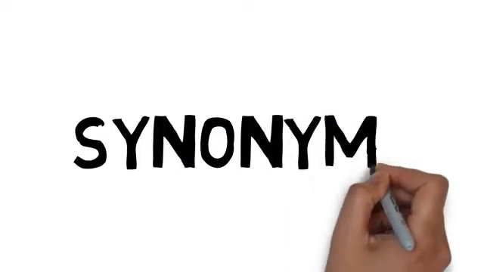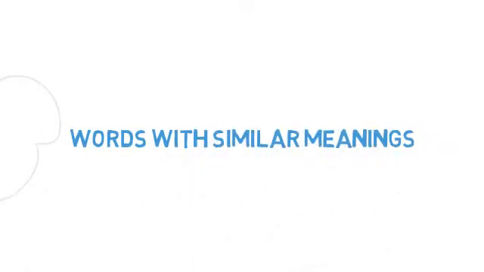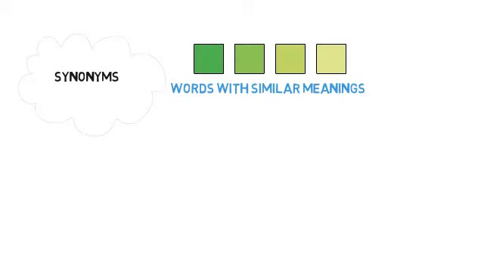Next, synonyms. Another type of context clue to use when reading. Synonyms are words with similar meanings. Let's take a look at this green color. There are different shades of it, right? But they still kind of fall into the same category. They're all different shades of green. Just like synonyms, in reading, we can find other words that have similar shades of meaning.